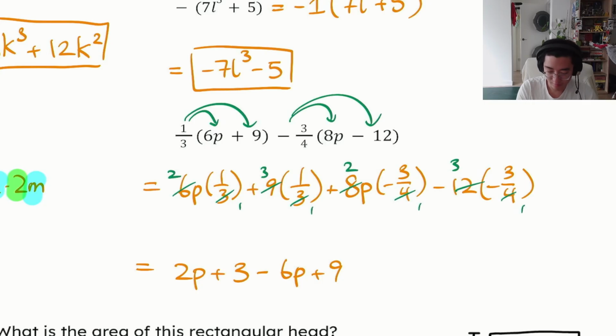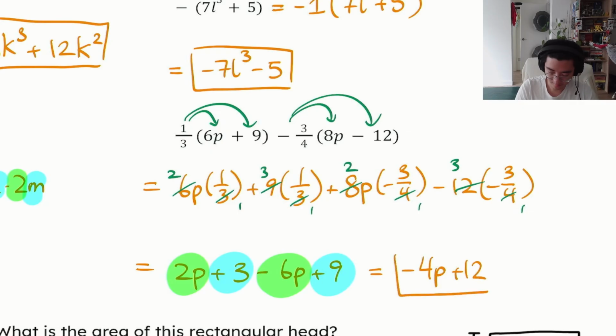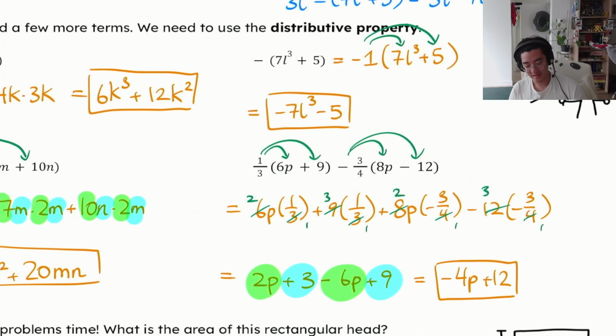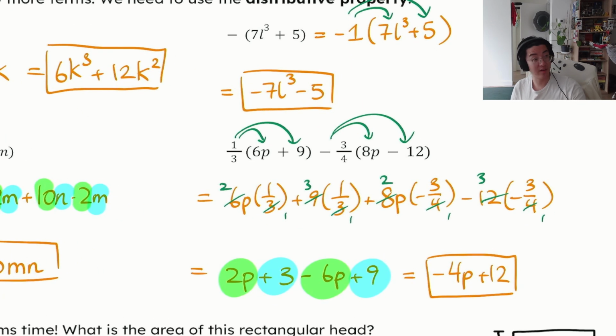Now, we're adding. We got 2p and minus 6p, and then the constants. And then minus 4p plus 12. There we go. So this question here is definitely on extending level. Combination of multiplication and combining like terms, and subtracting. Bunch of fun stuff all together.